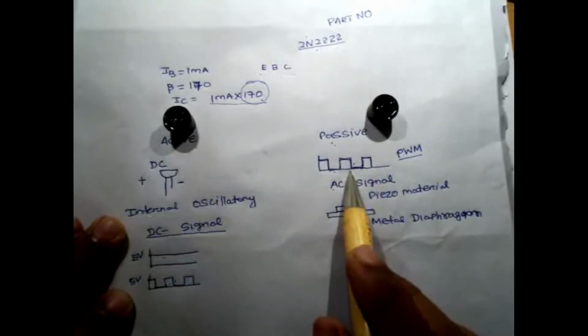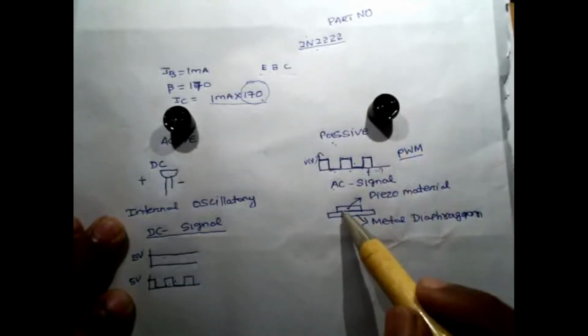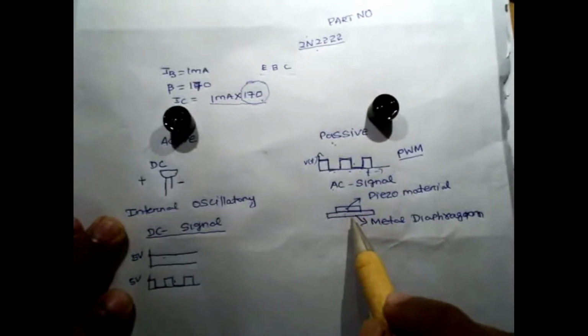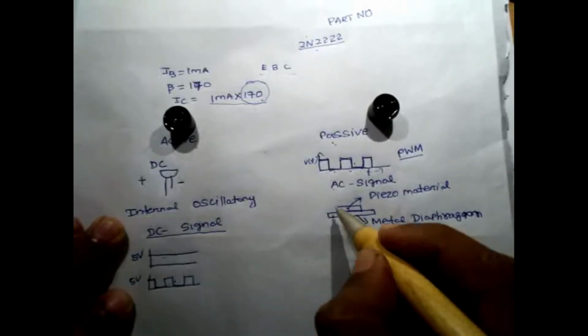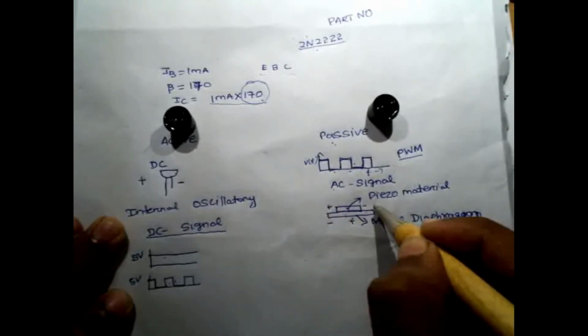You can see here this type of signal. This will operate in such type of signal. How does it work exactly? There are two materials, one is a piezo material and one is a metal diaphragm. You can see I supply this alternately, plus minus, minus plus, plus minus, like that. It means it's an AC source. AC nature is required to operate it.